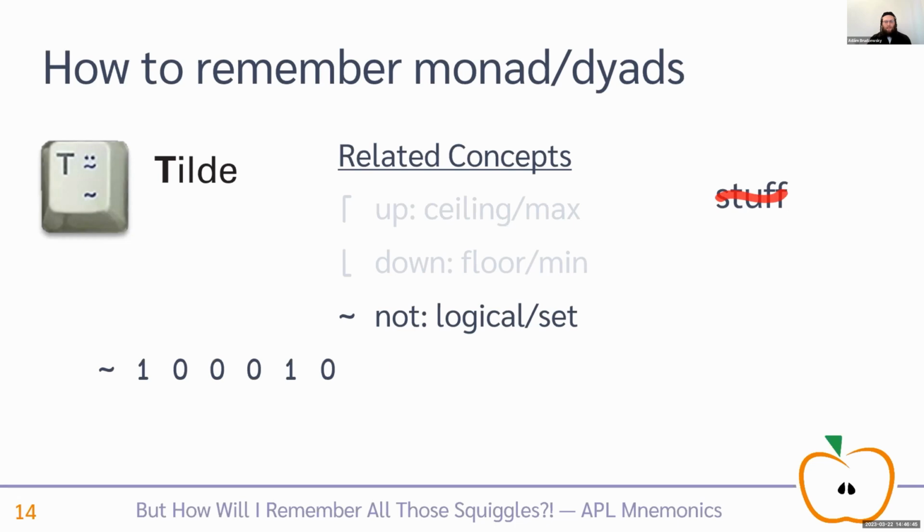In the logical sense, let's say we have some logical bits, some trues and falses. We represent them in APL, as you've seen, as ones and zeros. And the not, logical not, will flip all the ones into zeros and all the zeros into ones. So we call that not.